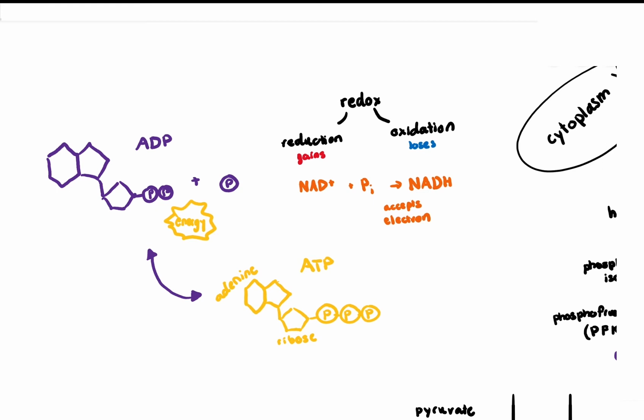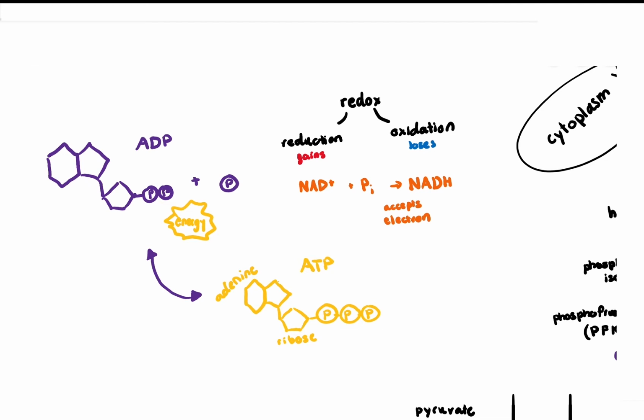And an example that is found a lot in glycolysis and the rest of cellular respiration is your NAD+ and a phosphate ion turns into NADH. And this is a reduction because your NAD+ accepts that electron.